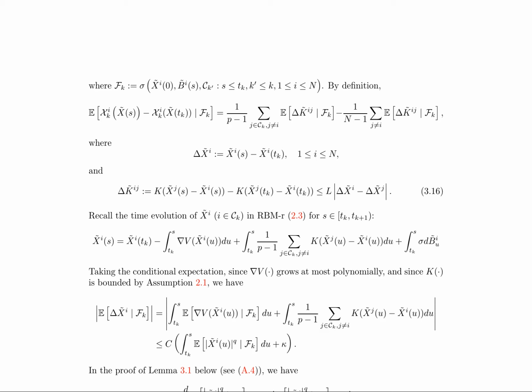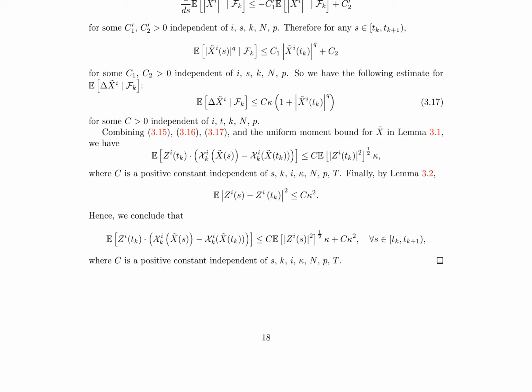By taking the conditional expectation and utilizing the properties of nabla V and K, the authors derive an estimate for E, increment Xi, Fk, as shown in equation 3.17. This estimate is essential in controlling the error term in the analysis. Furthermore, the authors use the uniform moment bound for Xi, as stated in lemma 3.1, and the continuity property of differential equations, as stated in lemma 3.2, to obtain the desired upper bound for the error term. This upper bound is given in equation 3.11, which is a key result in the paper.